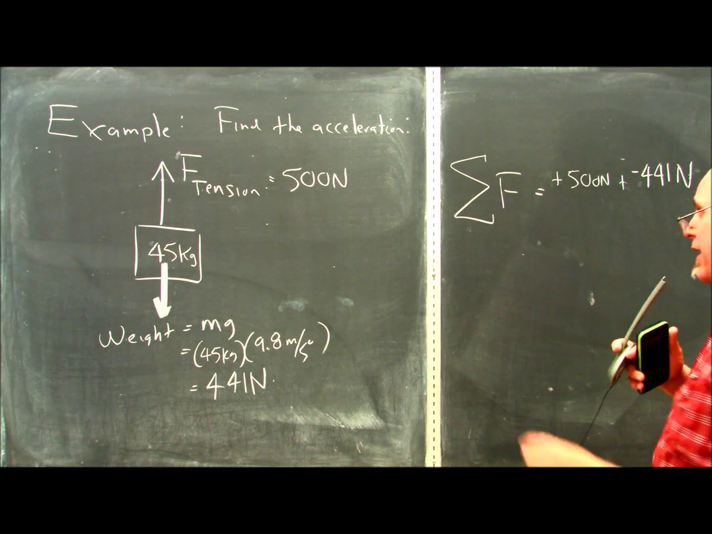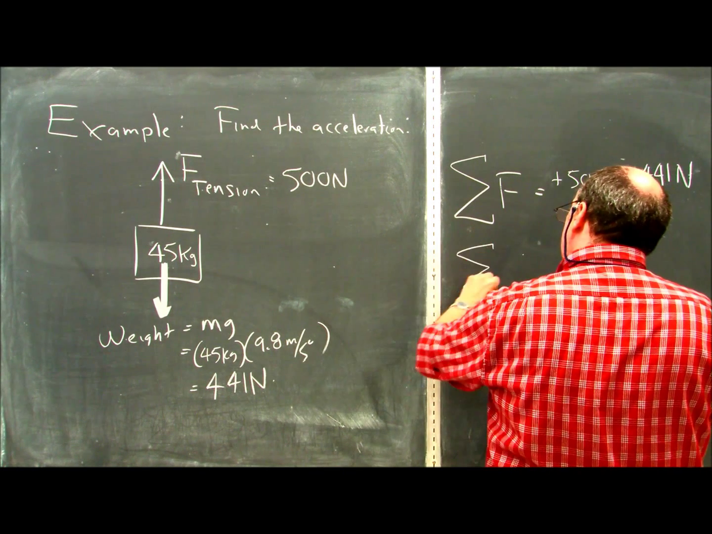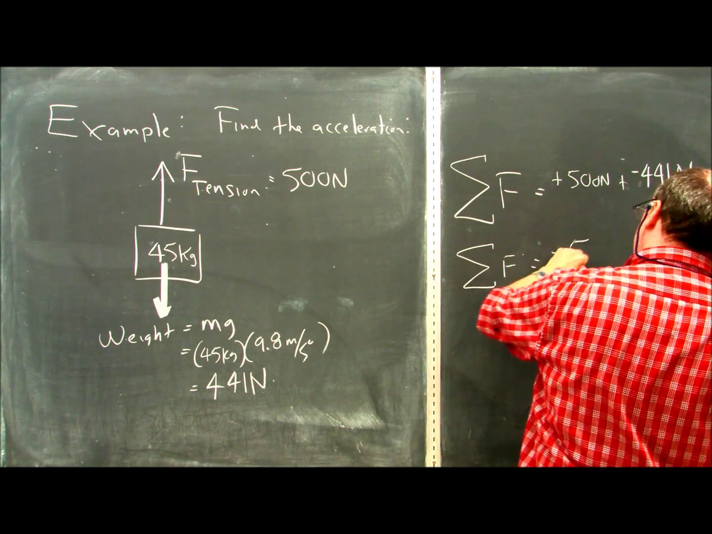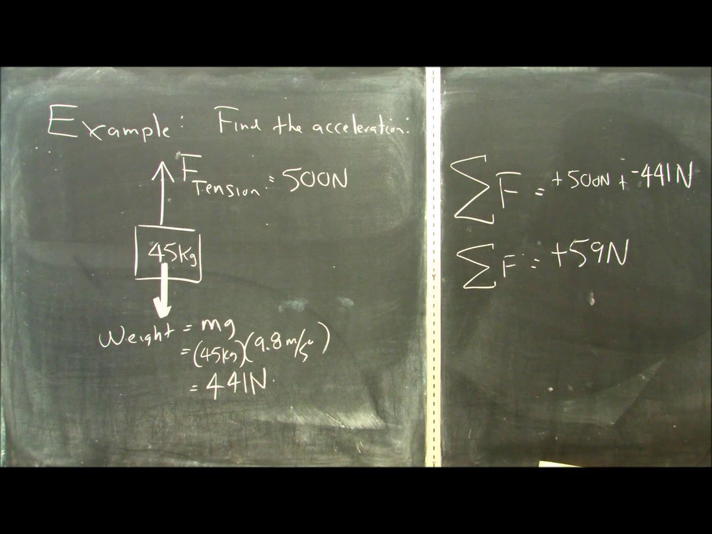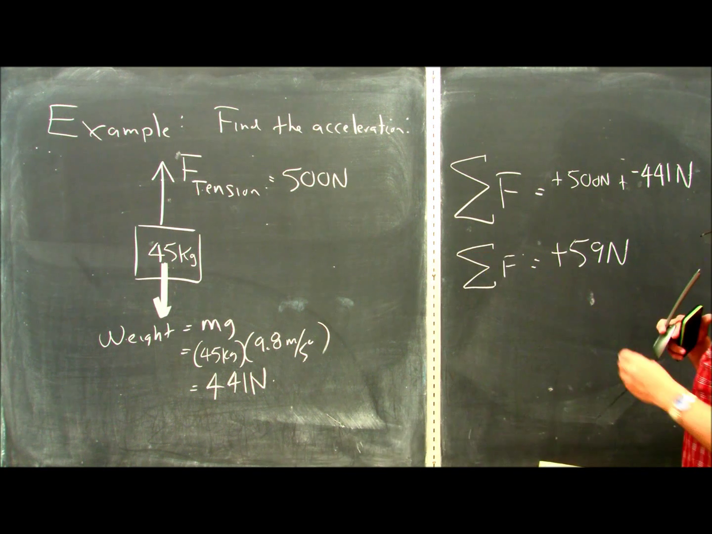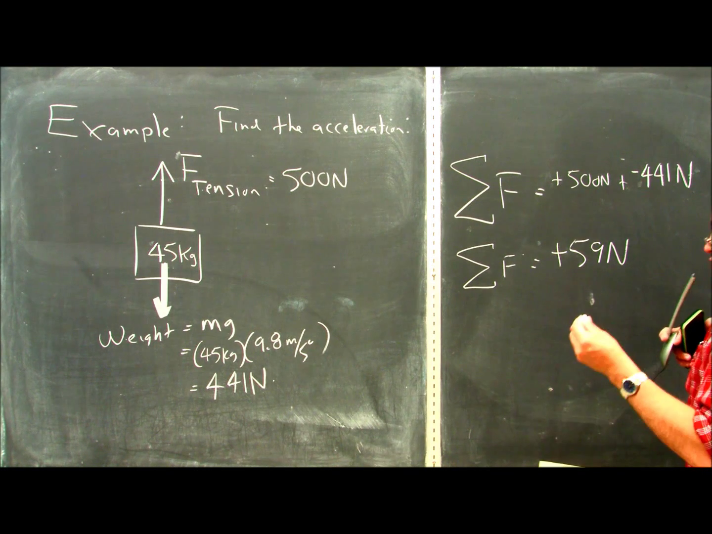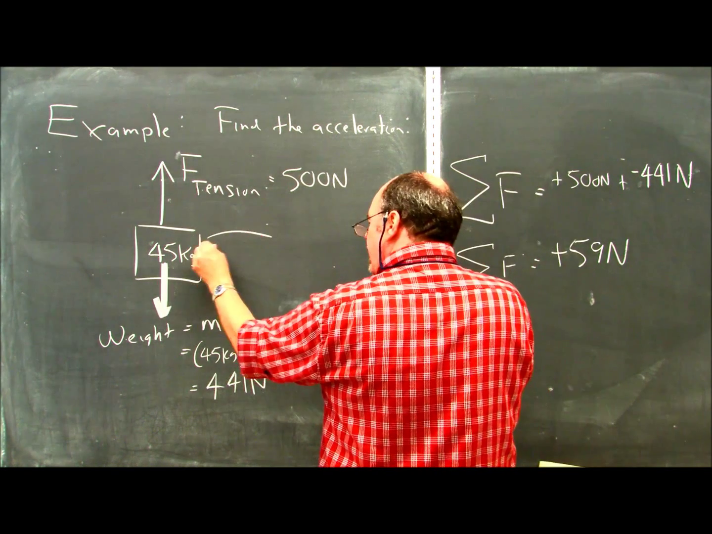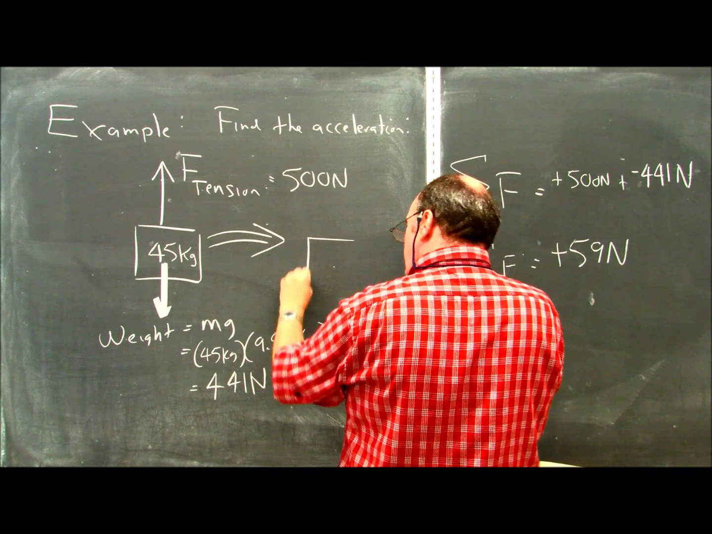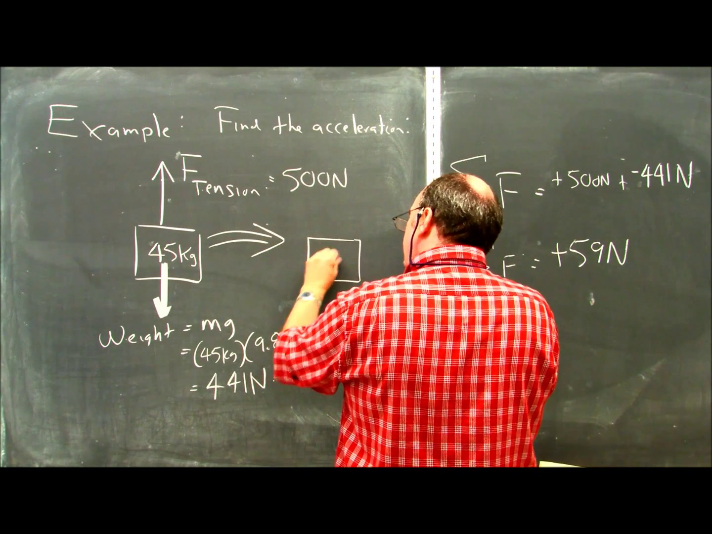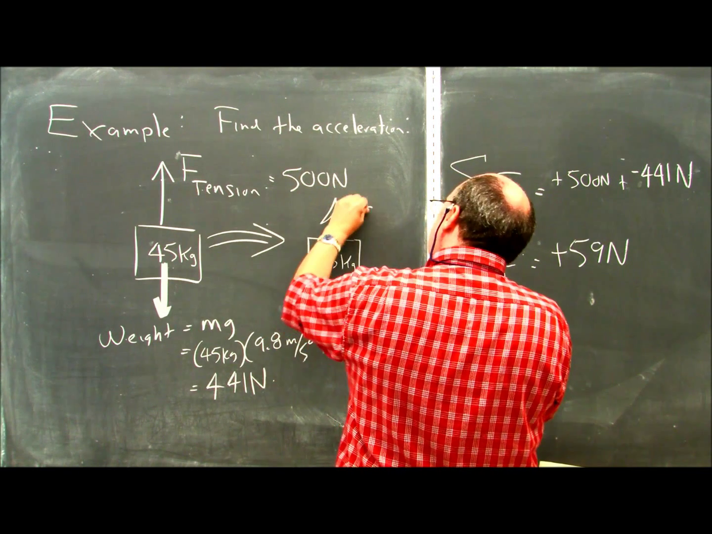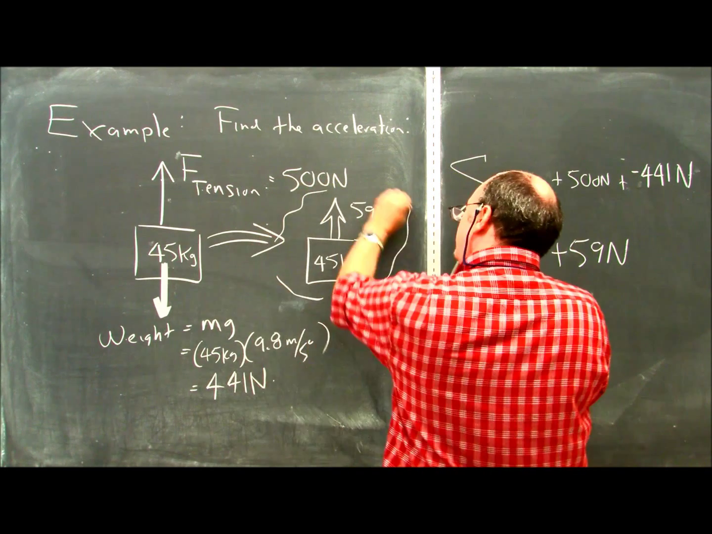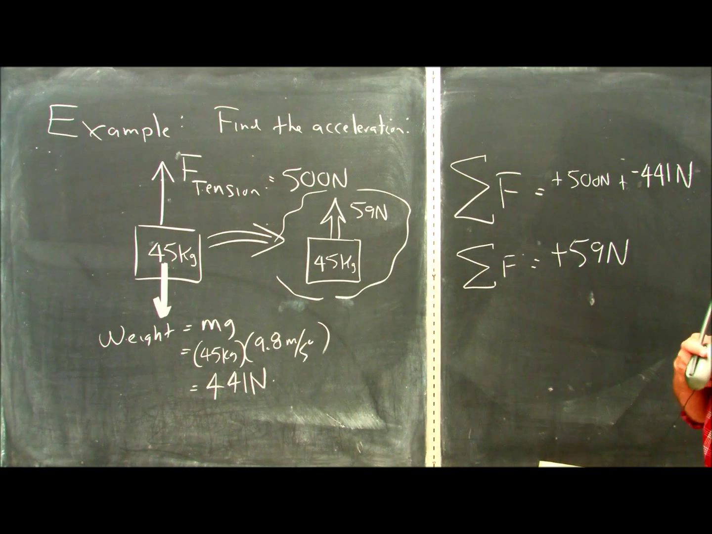When I plug that into my calculator, the sum of all the forces comes out to be positive 59 newtons. So a positive 59 newtons means that the net force on this particular box is upward. So if I had to redraw that, we always want to simplify our free body diagram. So with one picture, I could say we have 45 kilograms, and the net force on this box is 59 newtons. That's my simplified free body diagram.